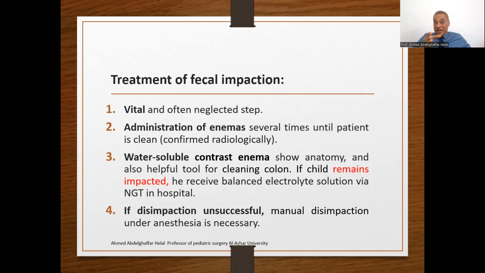The treatment of the fecal impaction is a vital and often neglected step. Please disimpact the child with pseudo-incontinence at first, before starting any laxative. Number one, disimpaction is essential by enemas several times until the colon is clean, confirmed by the radiology. Number two, water-soluble contrast enema. It shows the anatomy and is also helpful for cleaning the colon.